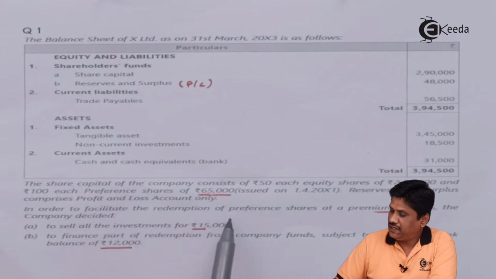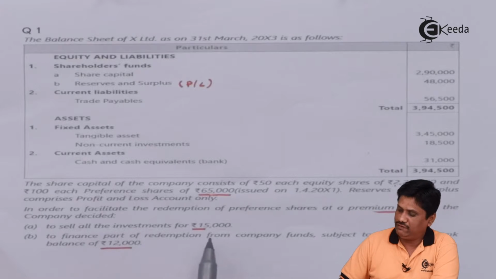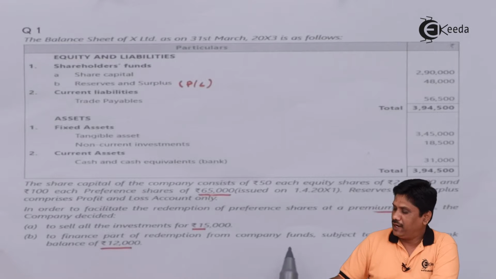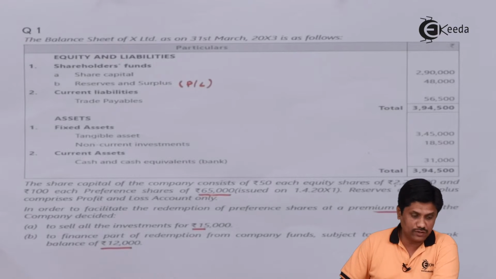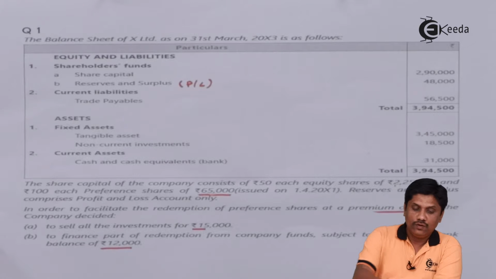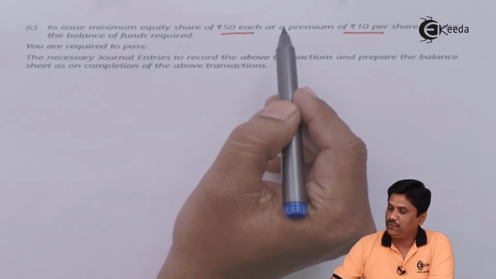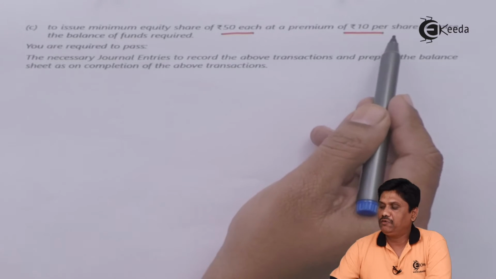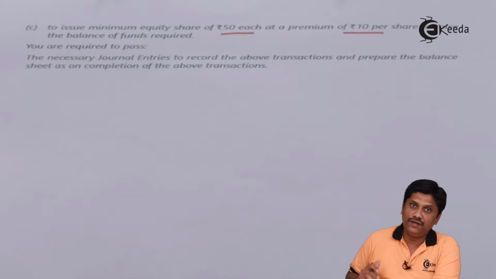In order to facilitate redemption of preference shares at a premium of 10%, the company decided to sell the investment. We have done that to finance part of the redemption from the company's fund, subject to leaving the bank balance of rupees 12,000. For that purpose, we also have to read the next line: to issue minimum equity shares of rupees 50 each at a premium of rupees 10 per share to raise the balance of the fund. That means firstly I will make a fresh issue and then decide how much fund will be used from the company's available reserves.